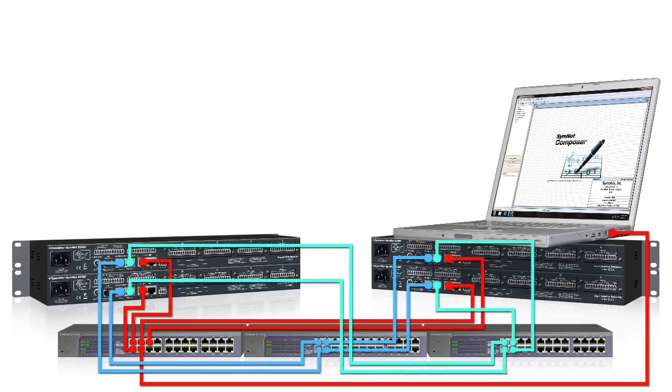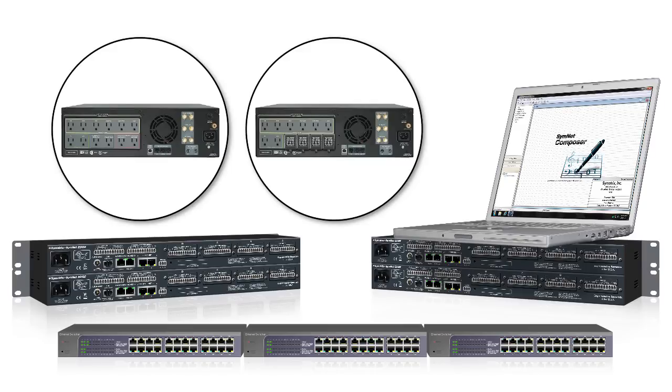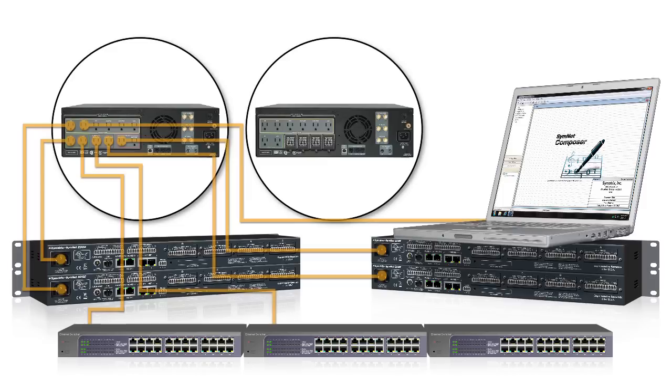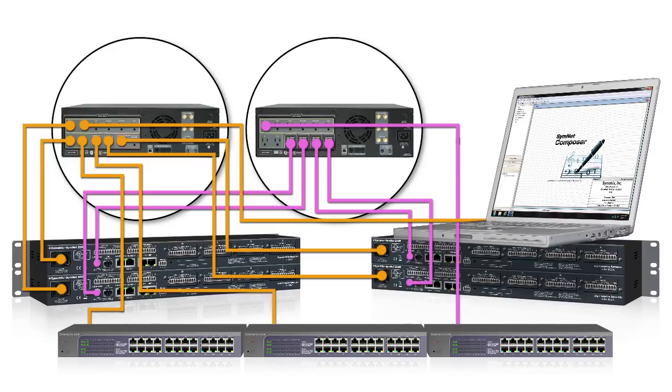For complete fail-safe operation, at least 2 uninterruptible power supplies, or UPS, should be used. 1 UPS for edge units' primary power, PC, and Ethernet switches 1 and 2, and a second UPS for edge units' auxiliary power and Ethernet switch 3.